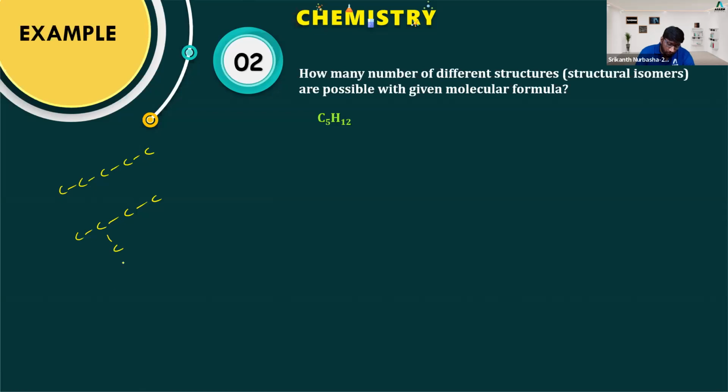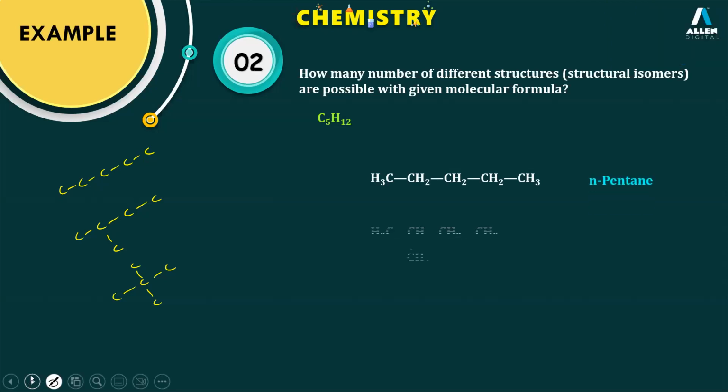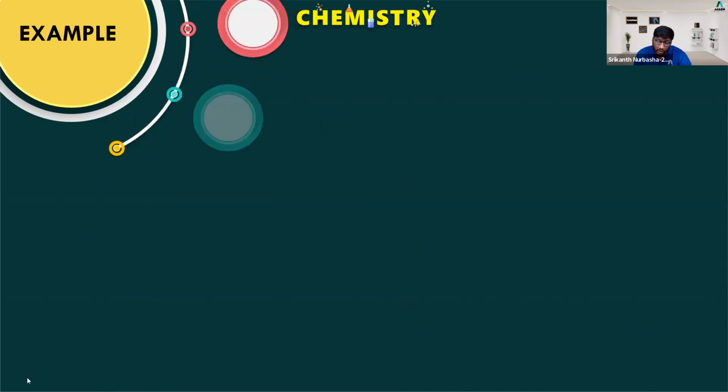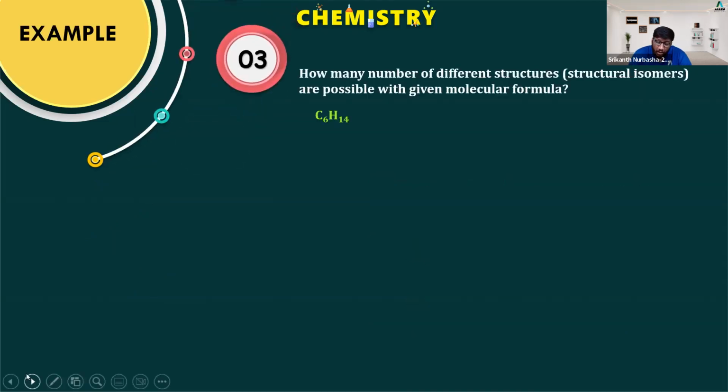1, 2, 3, 4, 5. Any other structures possible? No, sir. n-pentane, isopentane, and neopentane. If you try to look for any other structure, they are not going to be possible. So 3. How many different structures or structural isomers are possible with the given molecular formula C6H14?